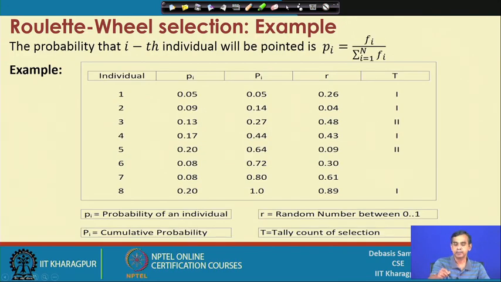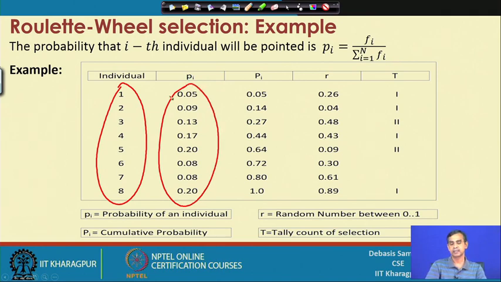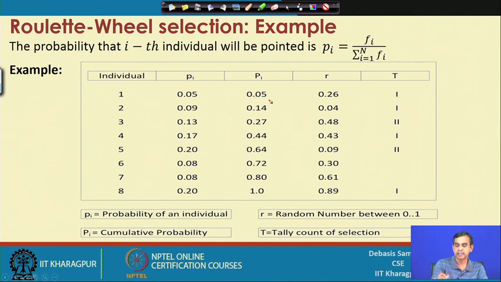Now, we can give an example so that we can understand it better. Here is one example: these are 8 individuals, these are the pi values, the probability of selection, and then these are the cumulative probabilities. For the first it is 0.1, then this is added to give this one, then this is added to this one to give the next. This way the cumulative probability for each will be calculated.